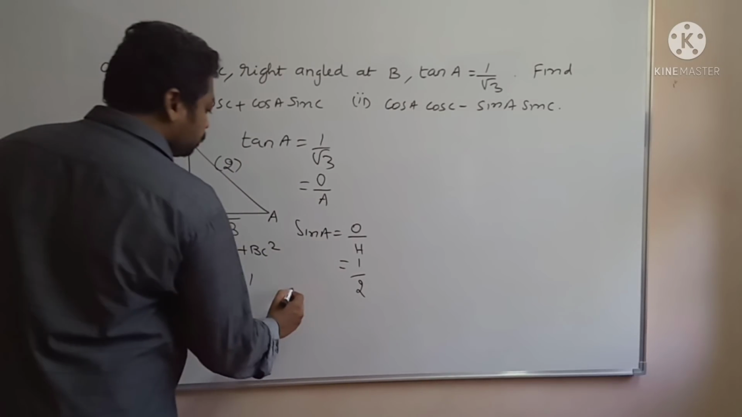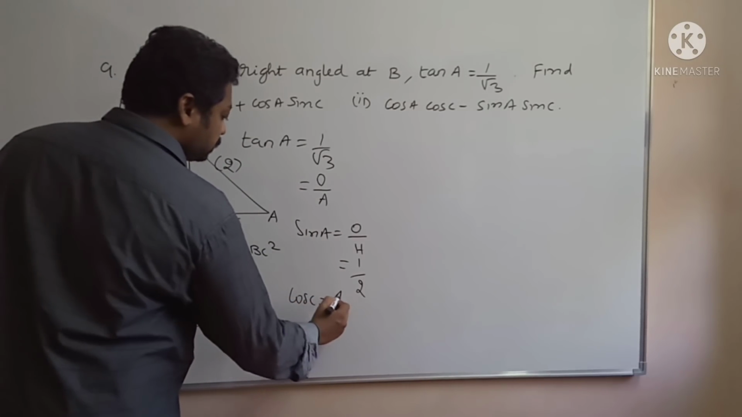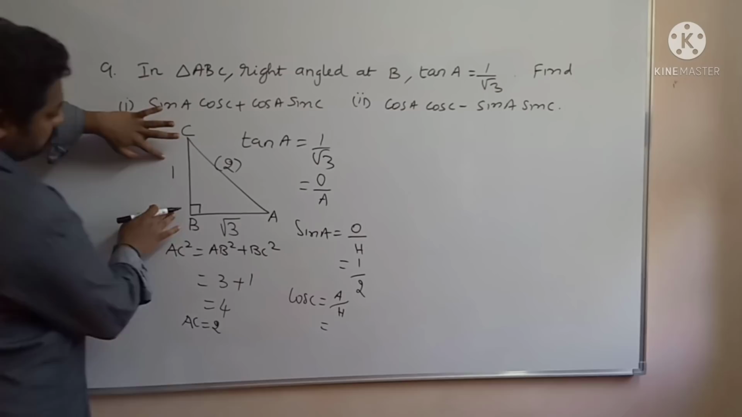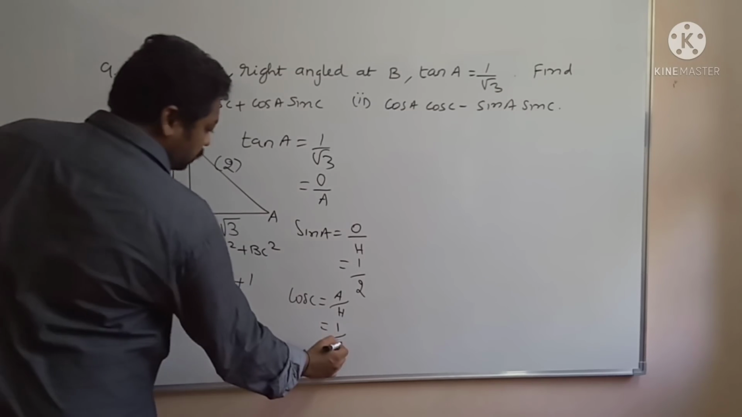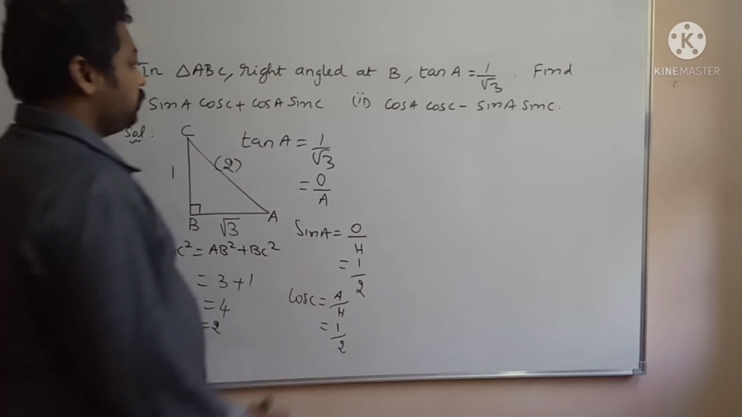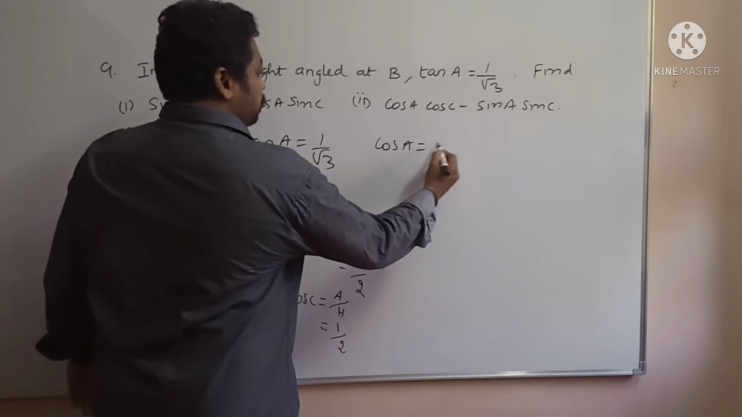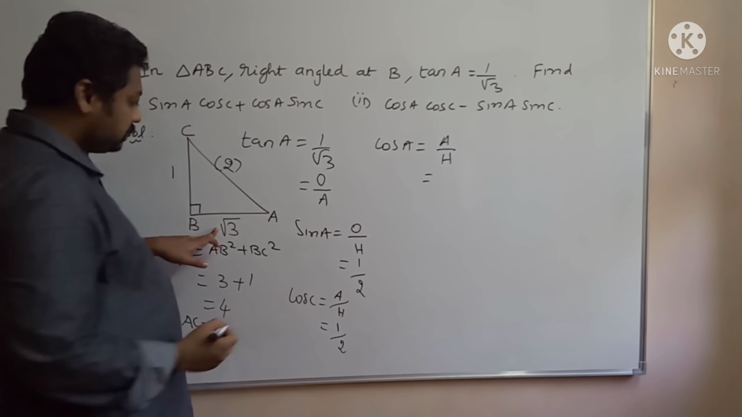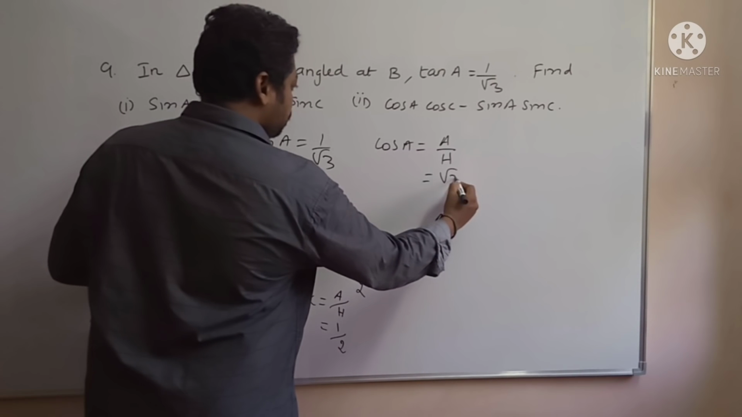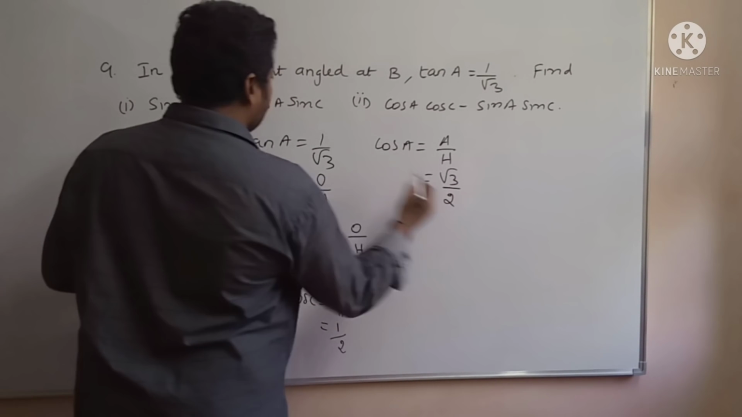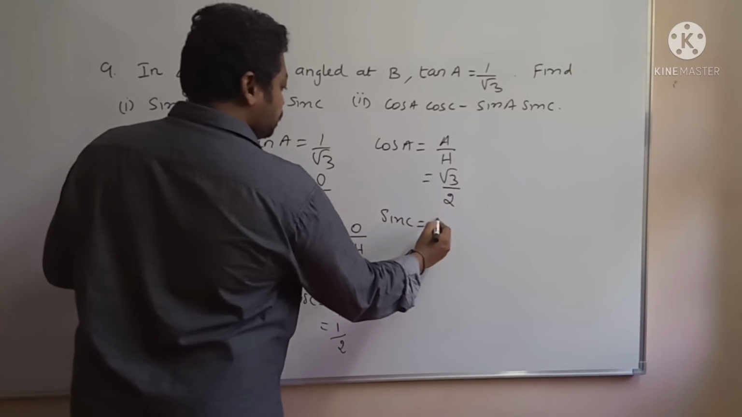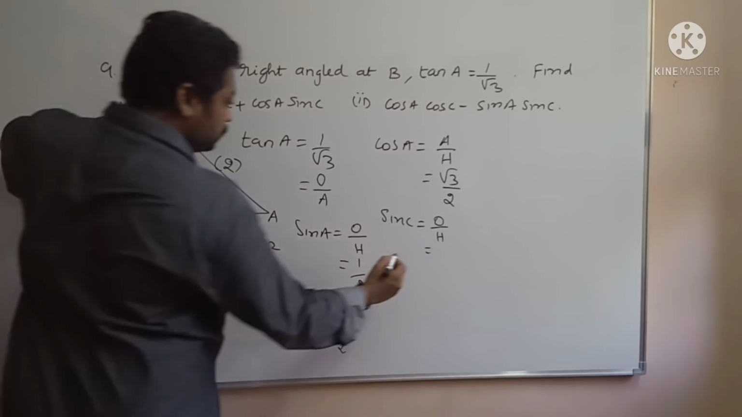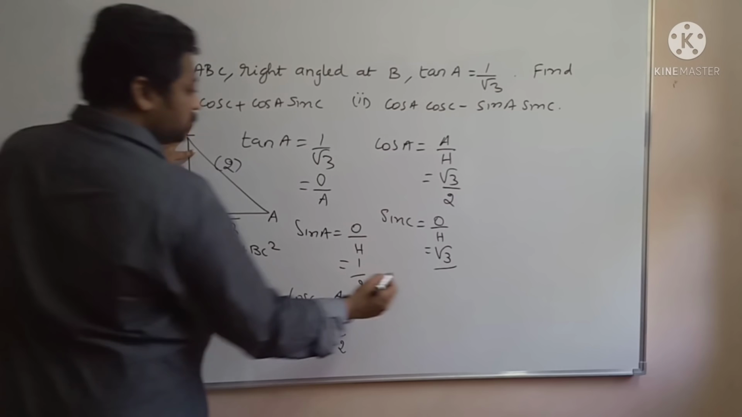Now we find cos C. Cos C is adjacent side by hypotenuse, but the angle is C. So this is C, and the adjacent side is 1 by hypotenuse 2. Now we find cos A. Cos A is again adjacent side by hypotenuse, the adjacent side to angle A, so root 3 by 2. Now sin C. Sin C is opposite side by hypotenuse, so root 3 by 2.